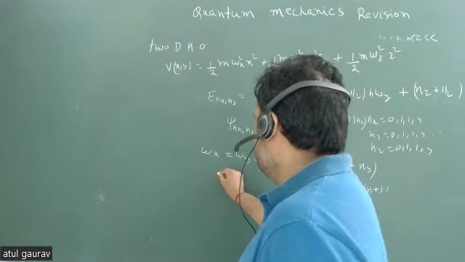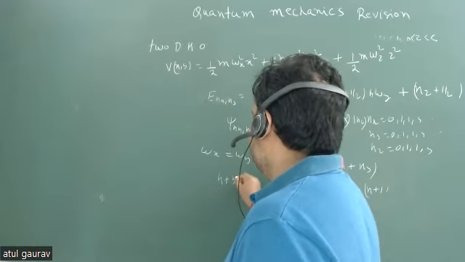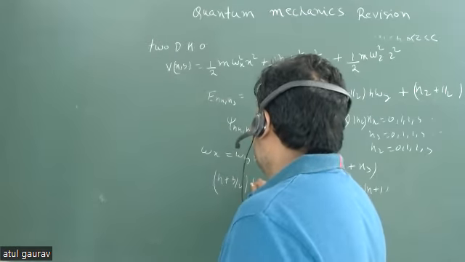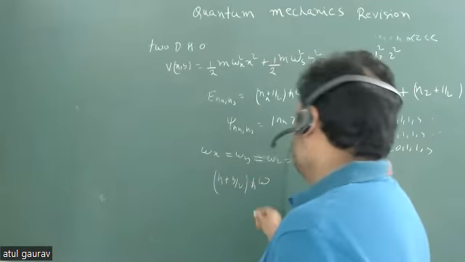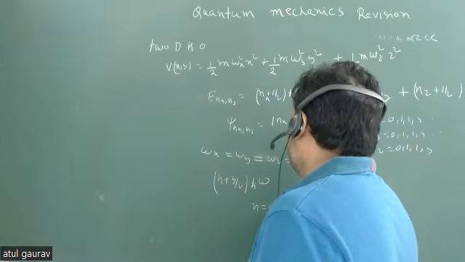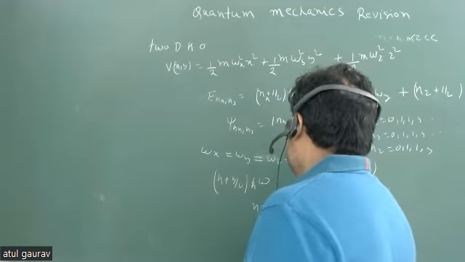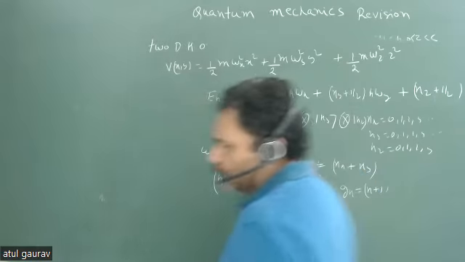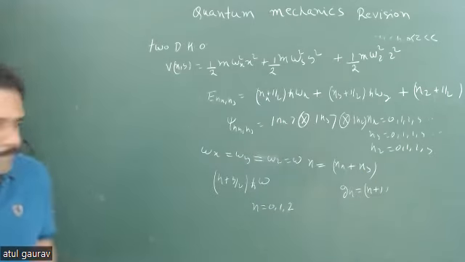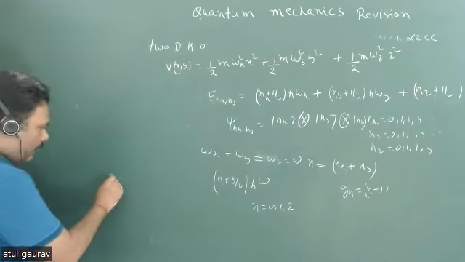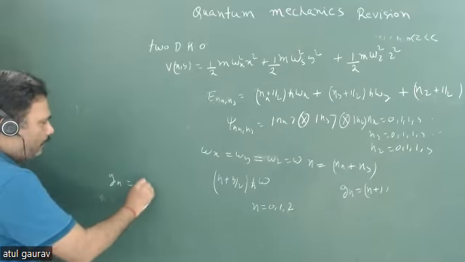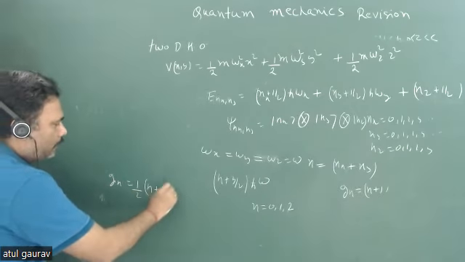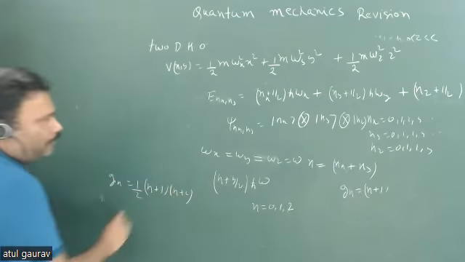Then what will happen to your energy eigenvalue? That is (n + 3/2) ħω, and n will go 0, 1, 2, 3. And what will be the degeneracy? Very good. Degeneracy is equal to half n plus 1 into n plus 2.